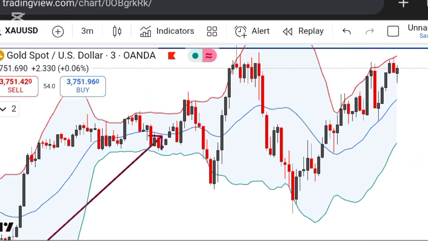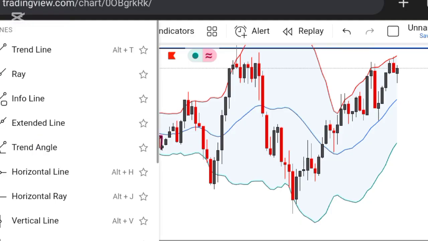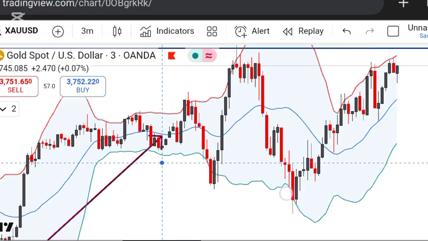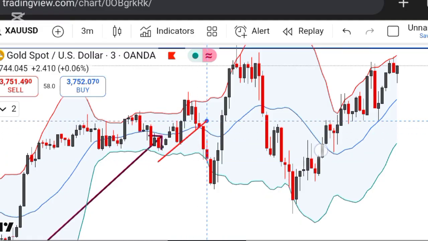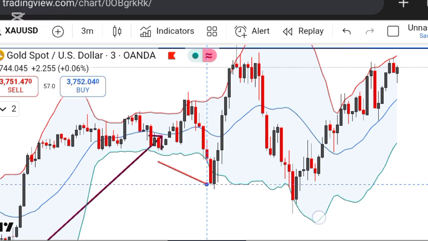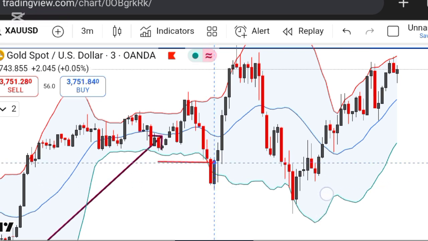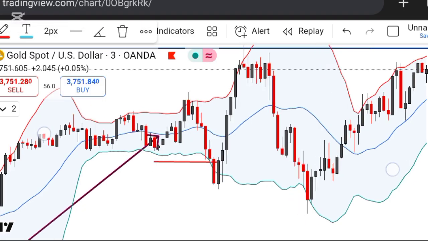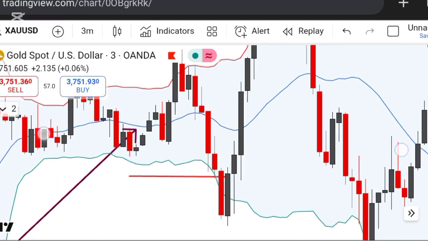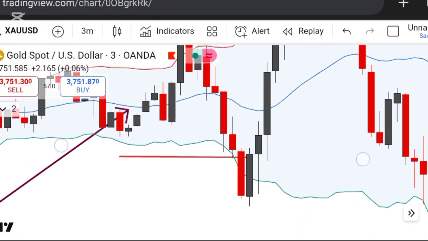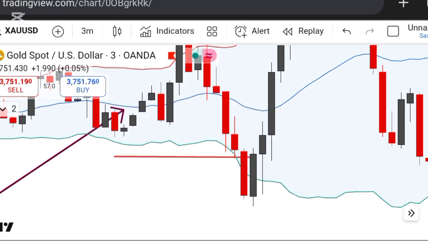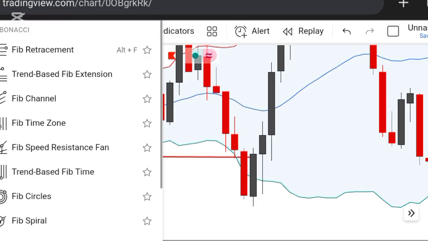Then as this market breaks structure again to the downside, you should start looking for buy. You see, the market has broken structure to the downside. That is when you start looking for buy. Then as it touches the lower band, it gives you another opposite candle. Then you enter the trade at the 50% of this candle, for which you have to pick your fib retracement.